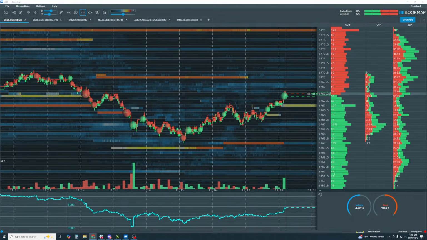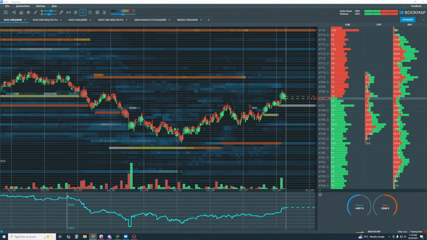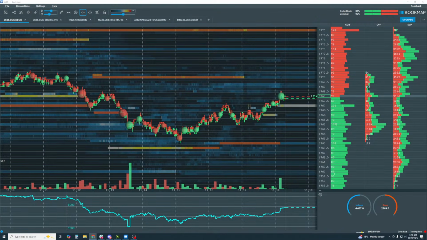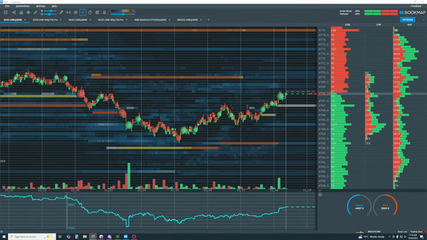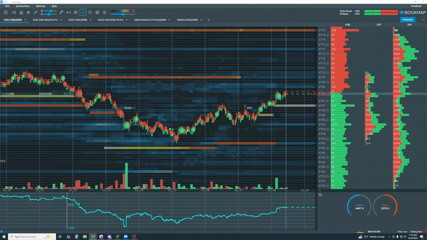I think this is what's really lacking from a lot of traders. We all understand these concepts of setups. You can go watch a million setups on YouTube and understand them all perfectly.